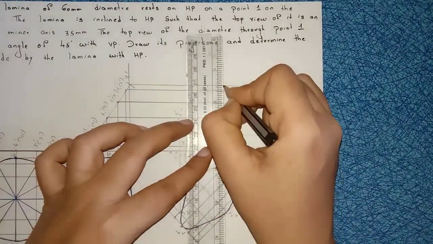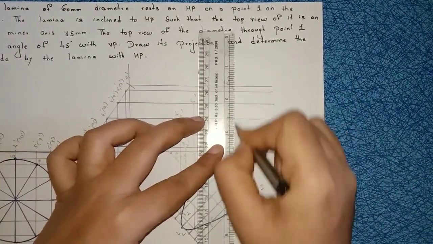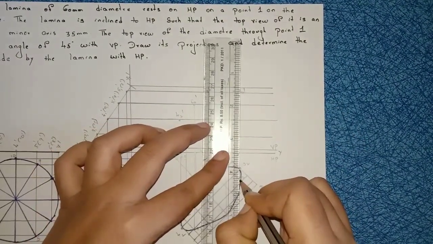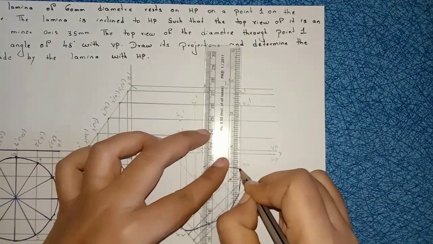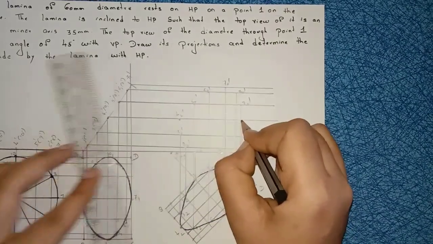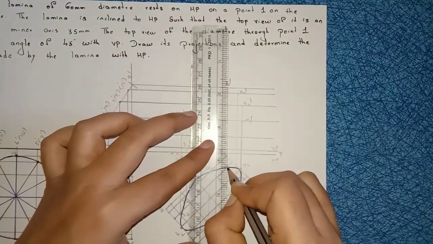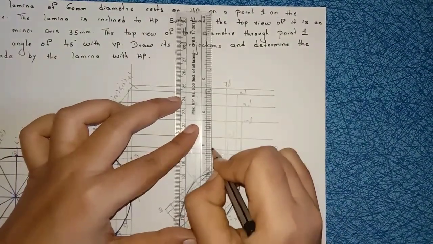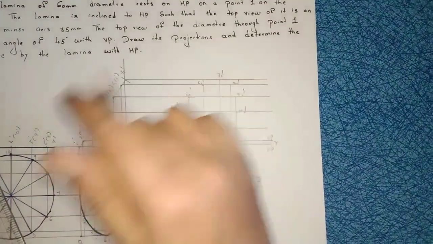From seventh point to seventh point, name it as 7 dash. From eighth point to eighth point, name it as 8 dash. From ninth point to ninth point, 9 dash. From 10th point to 10th point, name it as 10 dash. From 11 to 11, 11 dash, and from 12 to 12, 12 dash. See the points, the intersection points.